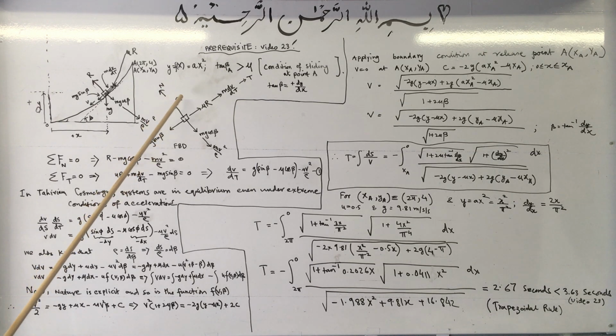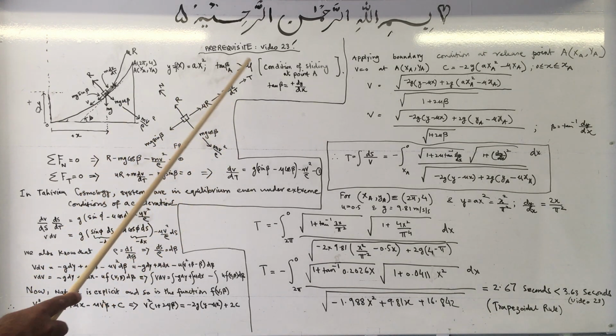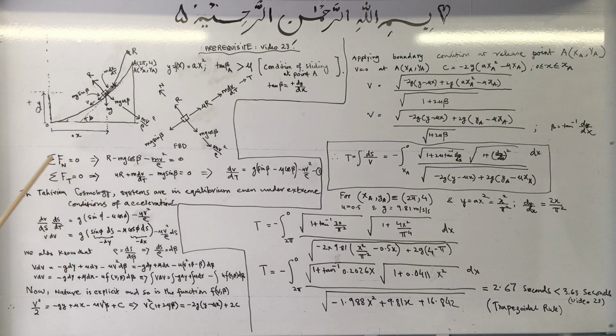Okay, so 1, 2, 3, 4, 5, 6. Tangential direction, normal direction. So summation of forces in the normal direction: in Tahirian cosmology, systems are in equilibrium even under extreme conditions of accelerations. Okay, so summation of forces in the normal direction is equal to 0: R minus mg cos beta minus mv square over rho is equal to 0. Ft is equal to 0: mu R plus m dv over dt minus mg sin beta is equal to 0.